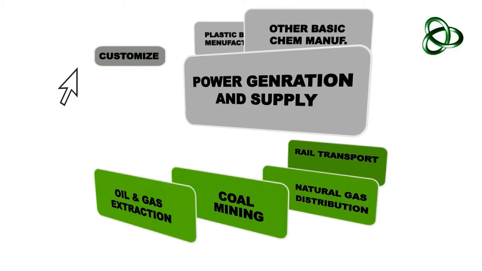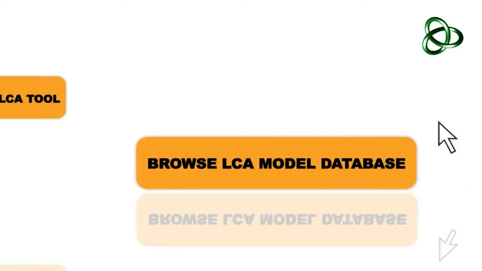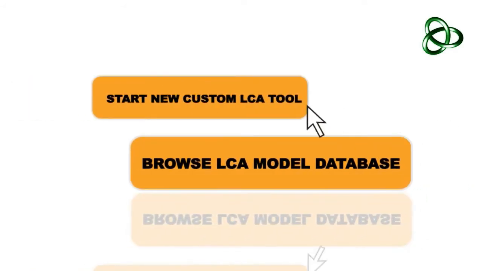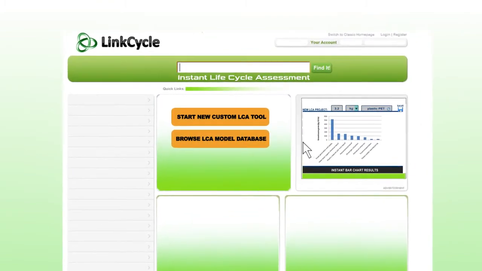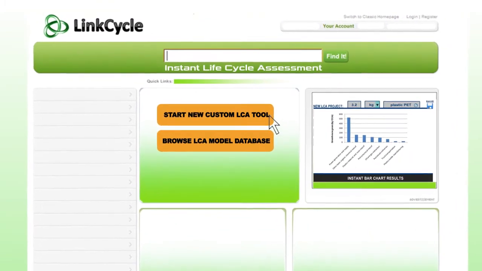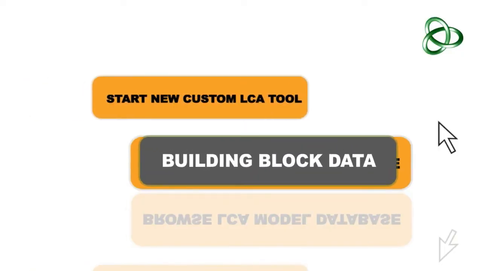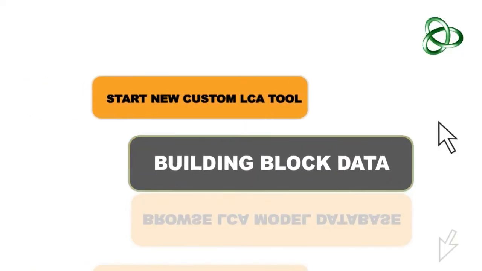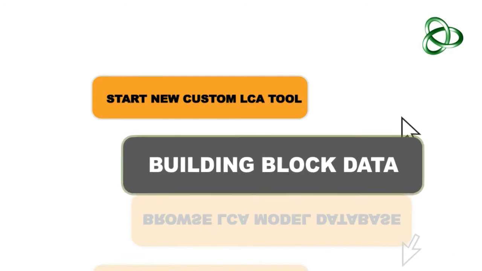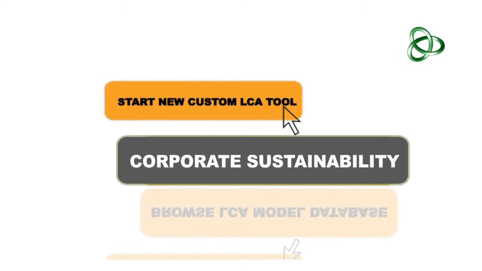This leads us to create a customized LCA, which is LinkCycle's bread and butter. Welcome to the full LCA platform. Here we have the option to navigate the current data or create an entirely new LCA for a company's product or service. The current data includes a foundation of building block data, as well as information input by the previous users. Let's create a new LCA and demonstrate the power that collaboration brings to corporate sustainability.